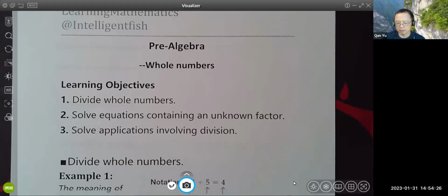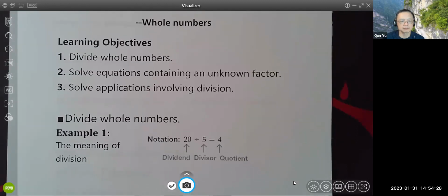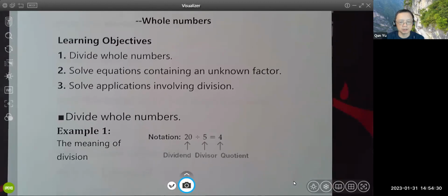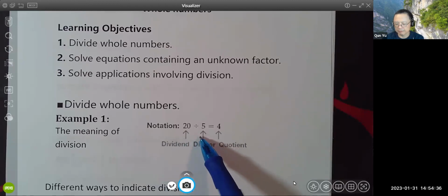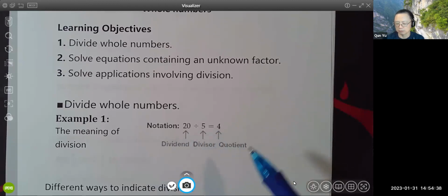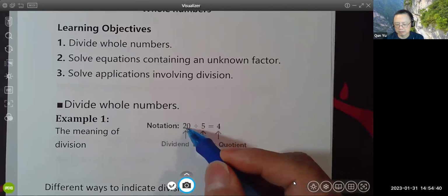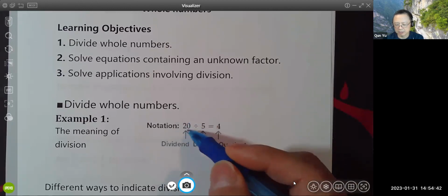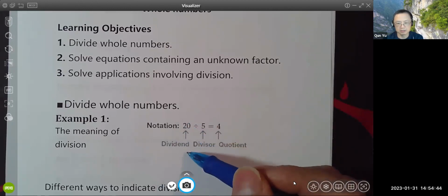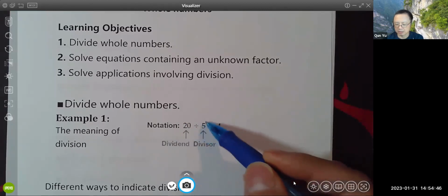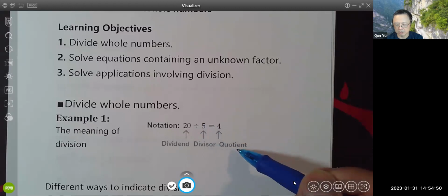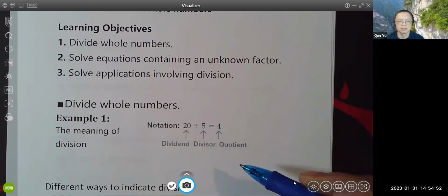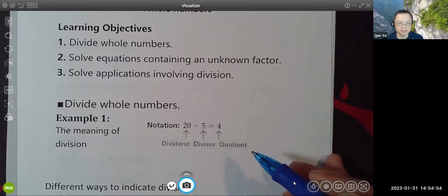Let's look at our first objective, dividing whole numbers. Now, we have the example 20 divided by 5 equals 4. First, the first number in the division is called the dividend. The second number is called the divisor, and the result of the division is called the quotient. This is just some terminology.